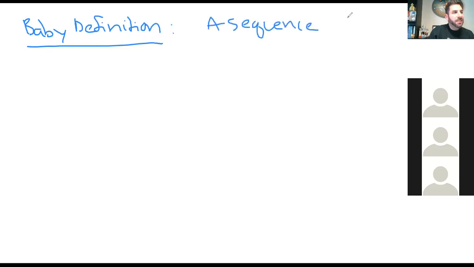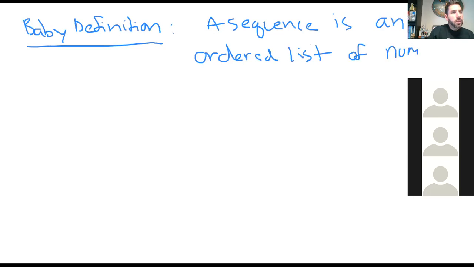What is a sequence? A sequence is an ordered list of numbers. So the word sequence in math is very similar to what it means in the English connotation. It's a list of numbers. So that is a sequence.